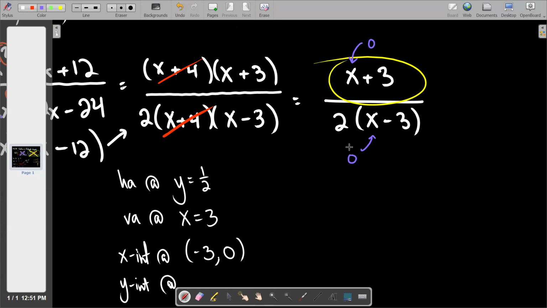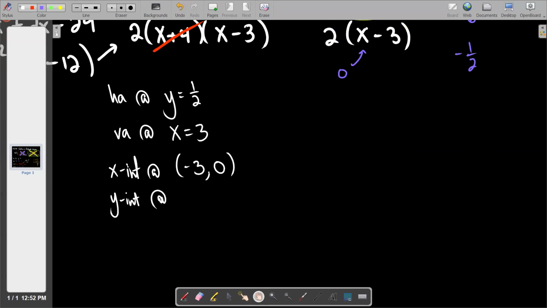On the top, what's 0 plus 3? Nice. And on the bottom, what's 0 minus 3? And what's 2 times -3? -6. So that simplifies to -1/2. So we can say that there's a y-intercept at the point (0, -1/2).